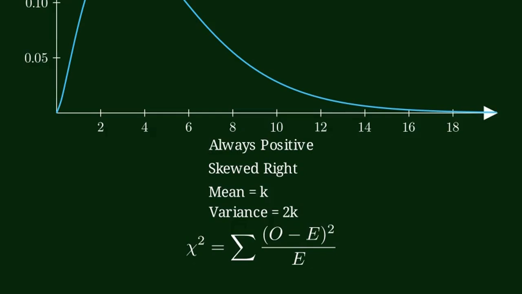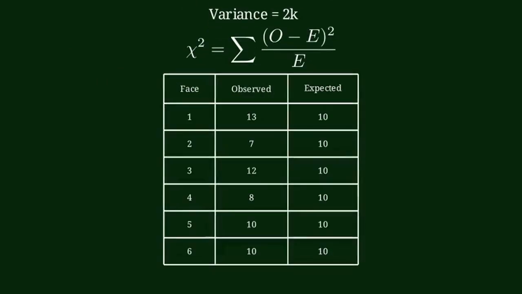Let's do a goodness of fit example. We roll a 6-sided die 60 times. If the die is fair, we expect 10 of each face. Here is the observed and expected table.